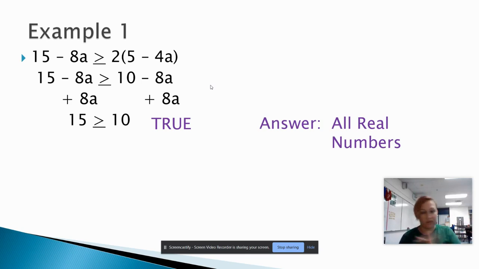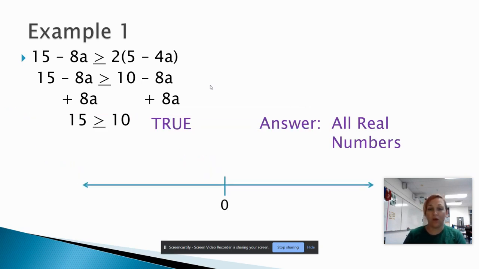All of them. Decimals, fractions, square root of 2, every number in the whole entire world will work if I plug it into this inequality. So that's the final answer that we would write for an answer line. But all of these problems also need to be graphed. So let's try and graph this.